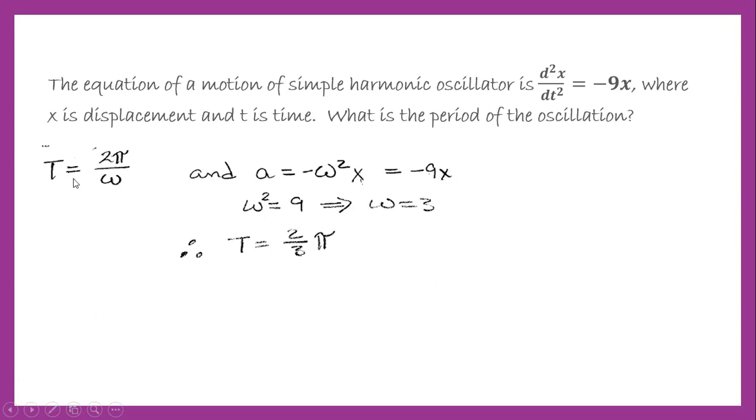Well, we know that the period is equal to 2 pi divided by the angular frequency. We also know the acceleration is equal to the negative angular frequency squared times x. We set that equal to negative 9x. Solve for omega, and once we get omega, we plug that back into our period equation, and we find out that the period is 2/3 pi.